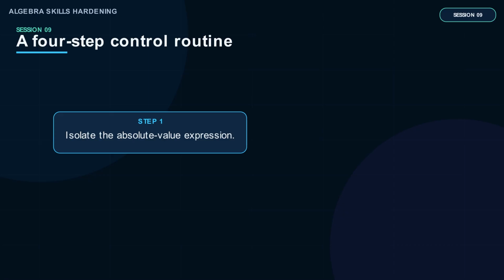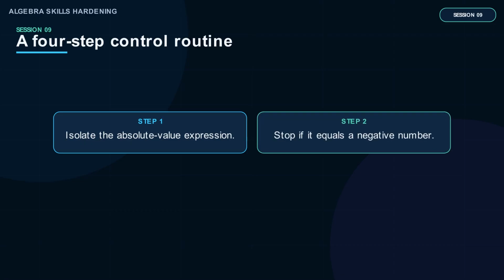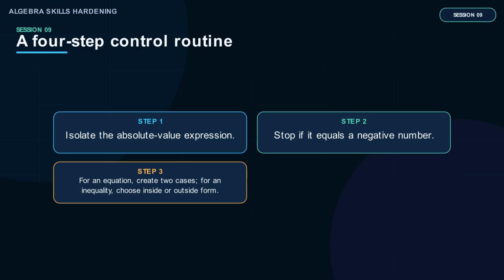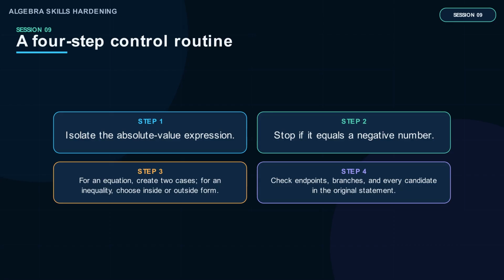Step 1. Isolate the absolute value expression. Identify the object being changed and the requested result. Step 2. Stop if it equals a negative number. Use a separate line so signs, units, and restrictions stay visible. Step 3. For an equation, create two cases. For an inequality, choose inside or outside form. Work efficiently without skipping an operation. Step 4. Check endpoints, branches, and every candidate in the original statement. Whenever possible, verify with evidence independent of the original working.